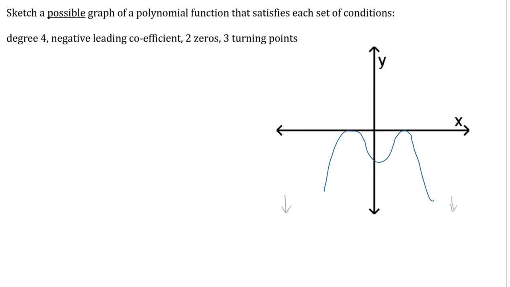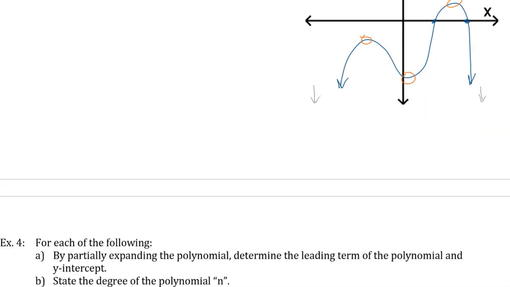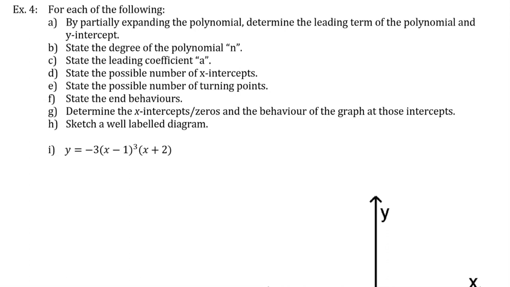So this is what I mean. Yours may not look exactly like someone else's, as long as it satisfies the conditions. So I'm going to do this one: 2 x-intercepts, 3 turning points, 1, 2, 3, and we're good. Sometimes one of the practice questions asks you to do that kind of thing. You just have to satisfy the conditions. It's not going to be as accurate. You don't know where the x-intercepts are, you don't know exactly where the turning points are. That doesn't matter.